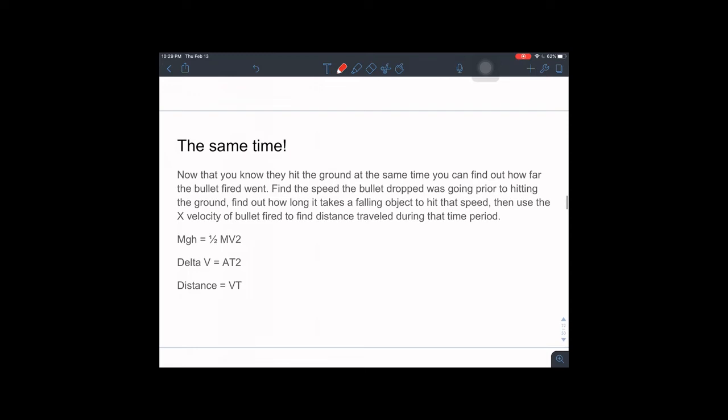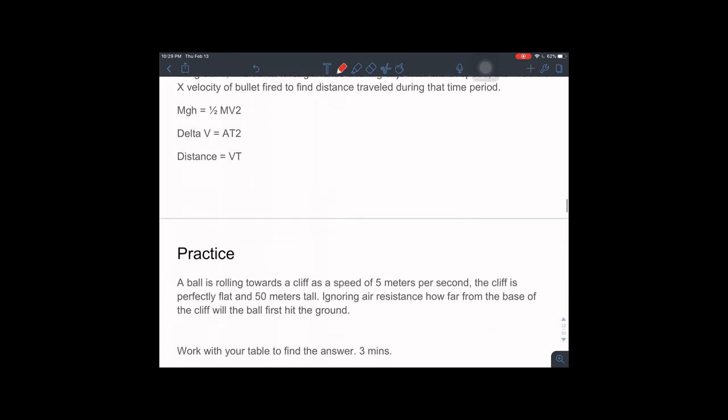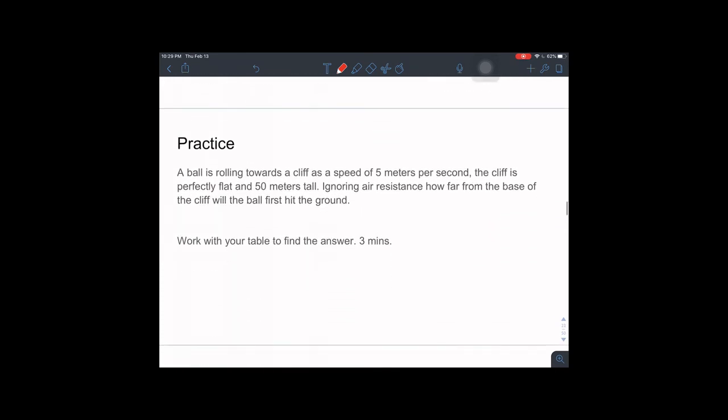Yes, they travel the same time. So, now that we know they hit the ground at the same time, we can know how far the bullets went, as we solved in the previous slides.